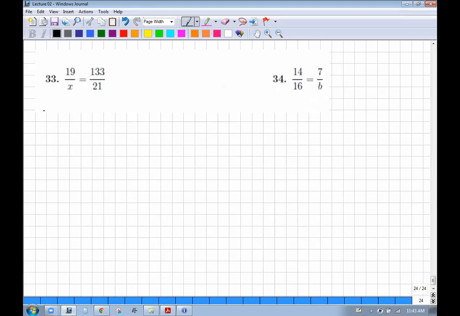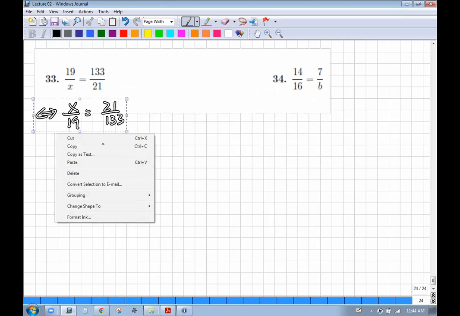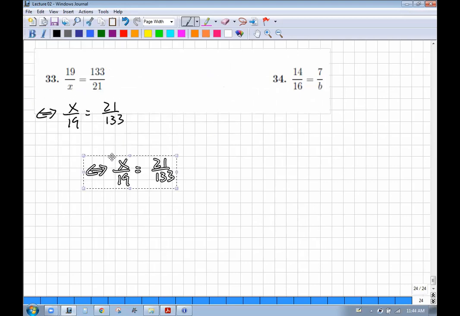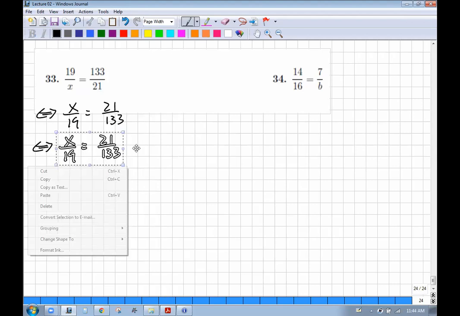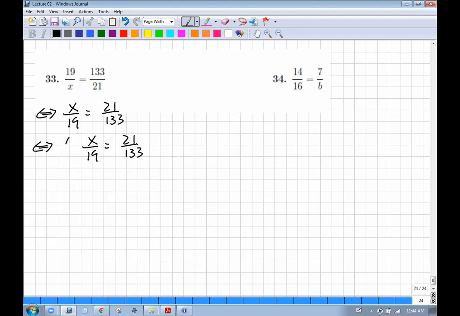All right, here we're going to do the trick again because the x is on the bottom. We can do the reciprocal of both sides. And now, because we're dividing by 19, to get rid of that 19, multiply both sides by 19. So x is 21 times 19 over 133, whatever that number is. That's what x is.